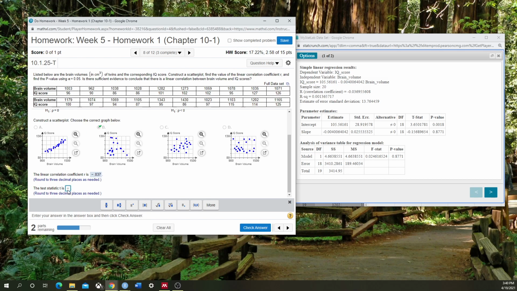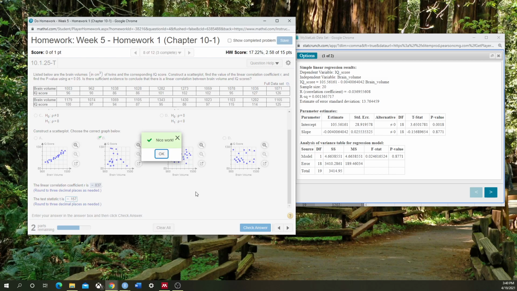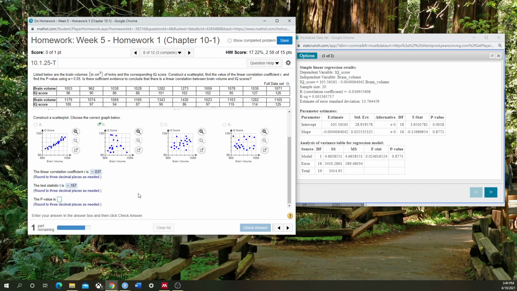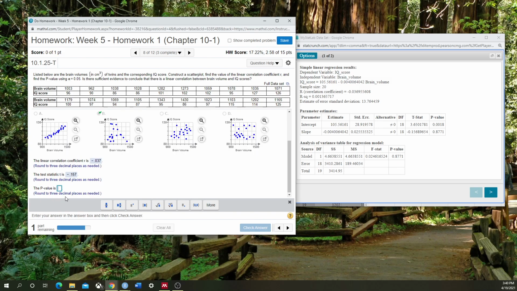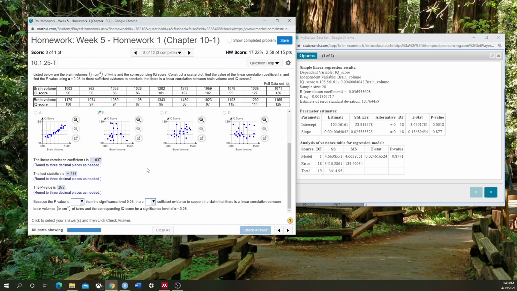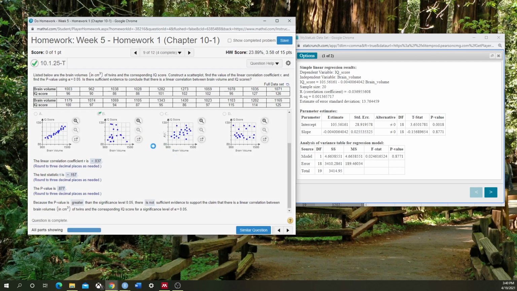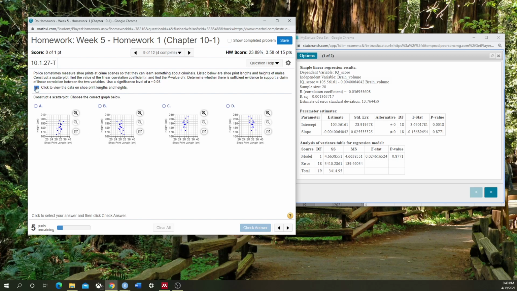Negative 0.157. Check answer. Fantastic. P-value 0.877. Check answer. Great job. Because the p-value is greater than the significance level, there is not sufficient evidence to support the claim that there is a linear correlation between brain volumes of twins and the corresponding IQ score for a significance level alpha of 0.05. Wonderful.